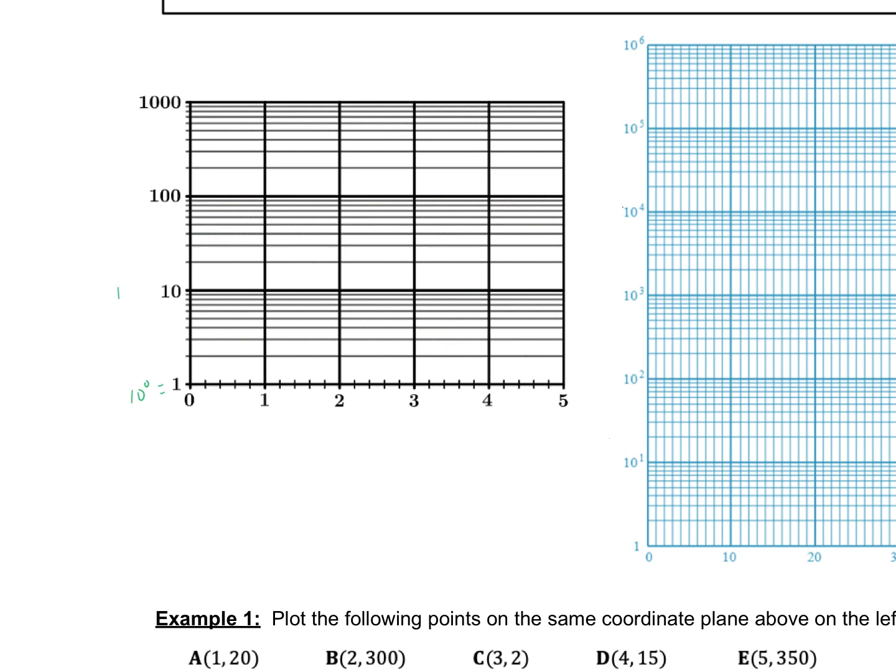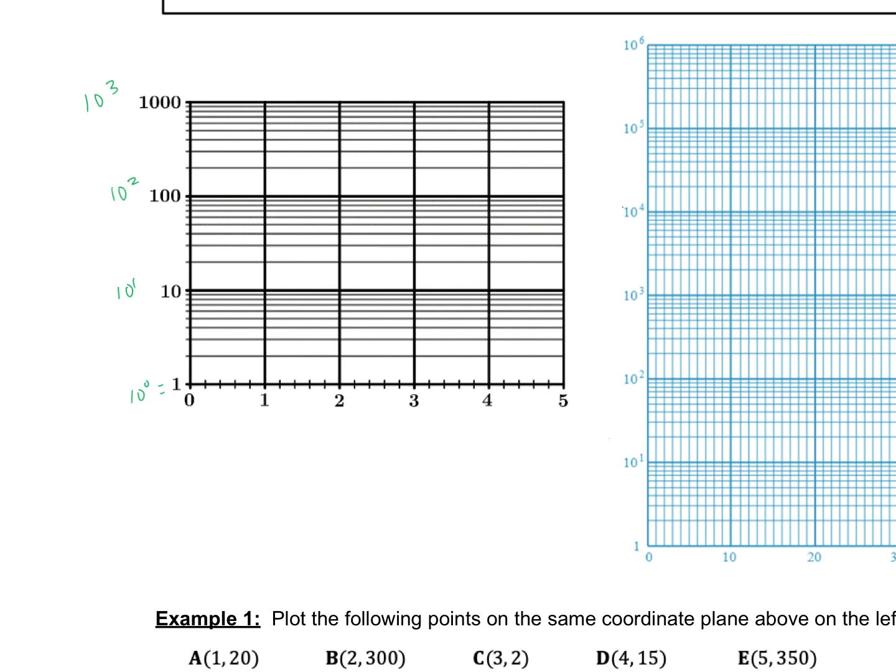Where I have 10, that's 10 to the first. Where I have 100, that's 10 to the second. And where I have 1,000, that's 10 to the third. Now, what's even cooler, I think, are the increments in between.